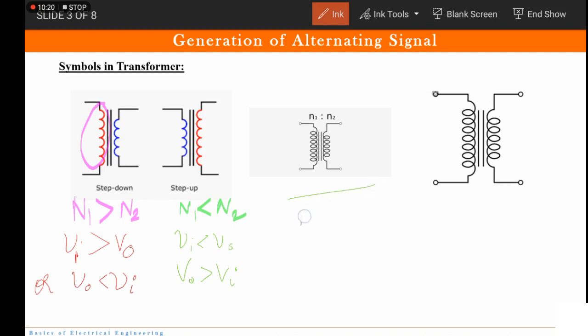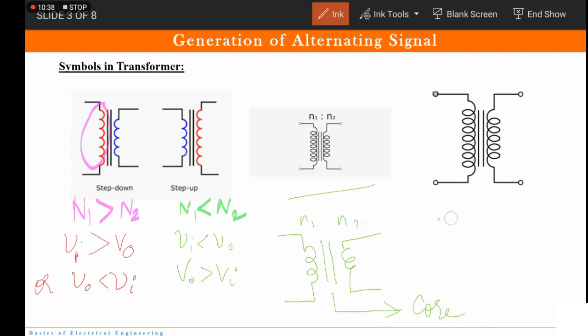So this is the general symbol of transformer. Now you have N1 here, N2 here, and these are the coils in primary or secondary. Correct? And these are the two lines. Now these two lines represent the core. Okay, these two lines represent the core.